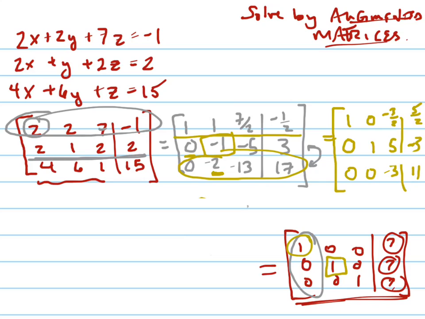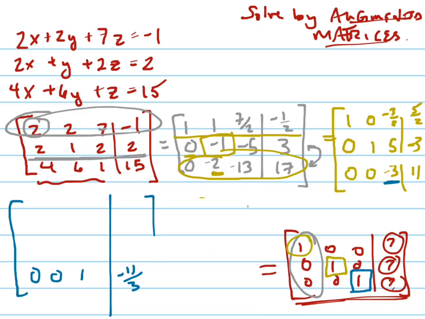Alright, the next thing I want to do, I'll change colors again, is I want to turn this one right here into a 1, so it looks like that. So I divide by negative 3. So my new bottom row looks like 0, 0, 1, negative 11 thirds, if I did everything right.